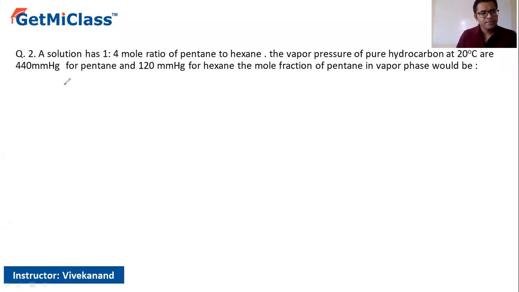Question number 2. A solution has 1:4 mole ratio of pentane to hexane. The vapor pressures of the pure hydrocarbons at 20 degrees Celsius are 440 mm of Hg for pentane and 120 mm of Hg for hexane. The mole fraction of pentane in the vapor phase would be. The options are: A) 0.786, B) 0.549, C) 0.478, D) 0.200. All right, so let's take this into consideration.